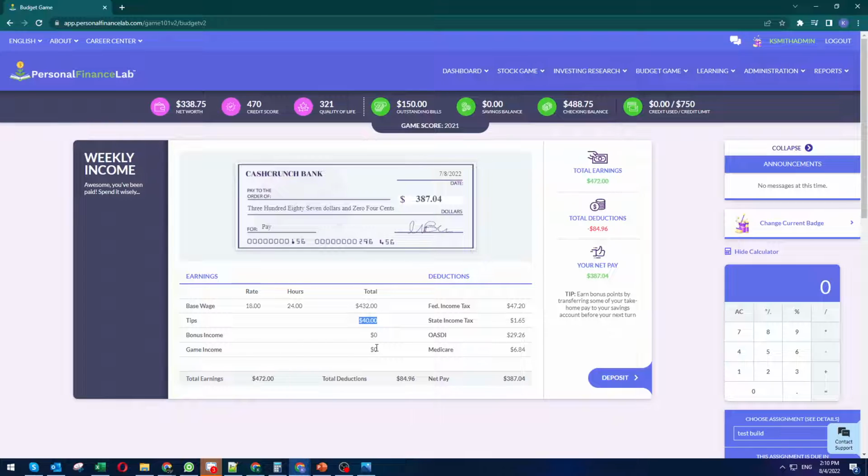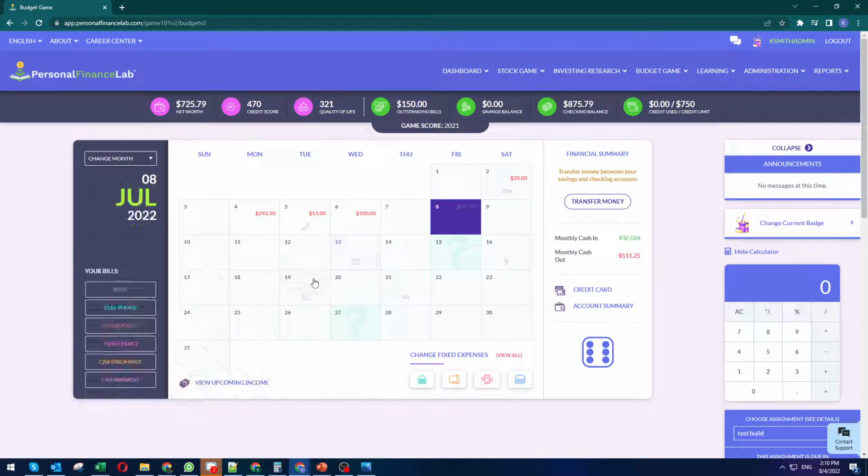There's mini games that come up throughout the game that allow students to have opportunities to earn extra money. So if a student thinks that they're going to have a hard time hitting their savings goal for this month, they have the opportunity to earn a little bit extra cash in order to meet those goals.